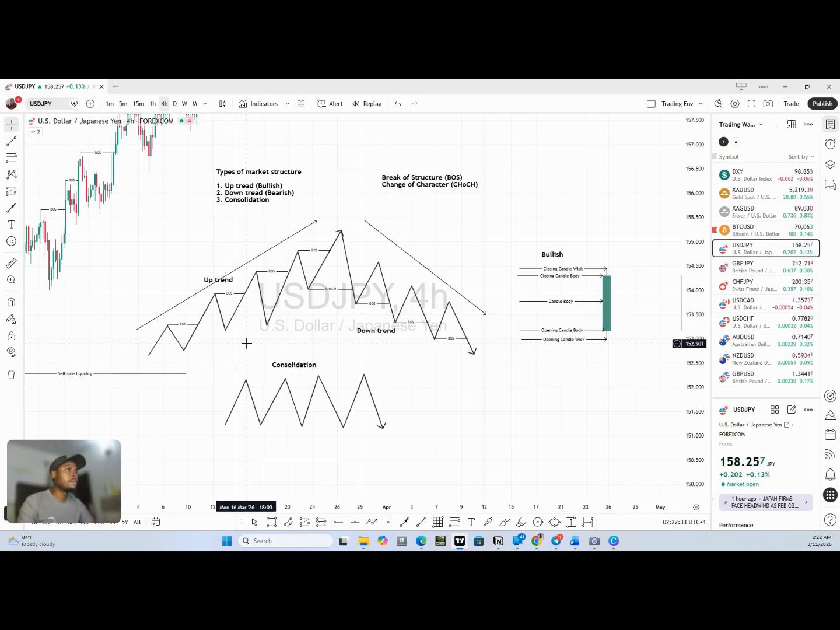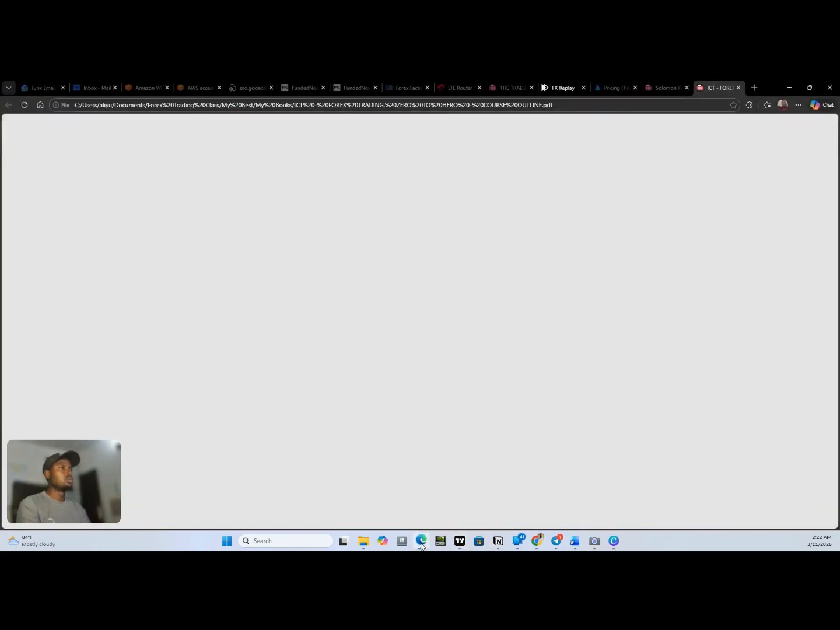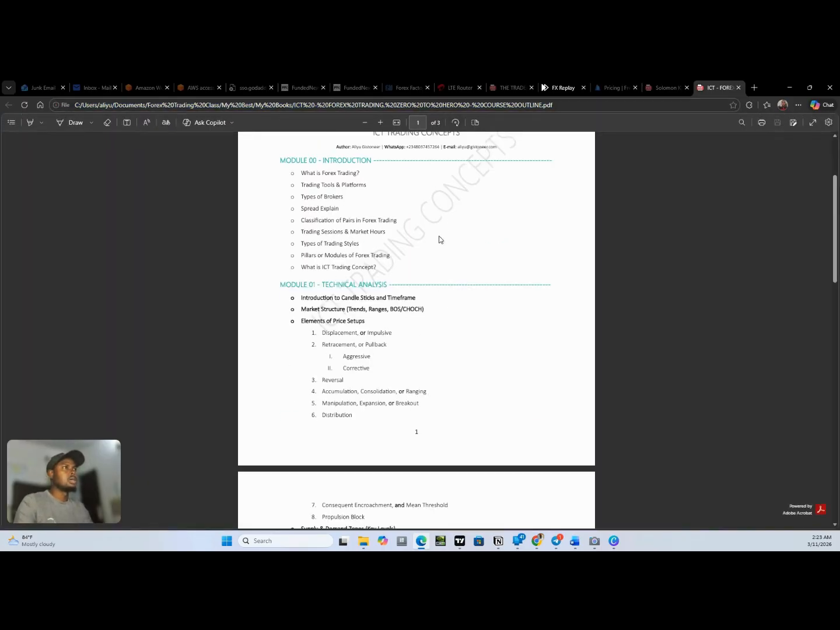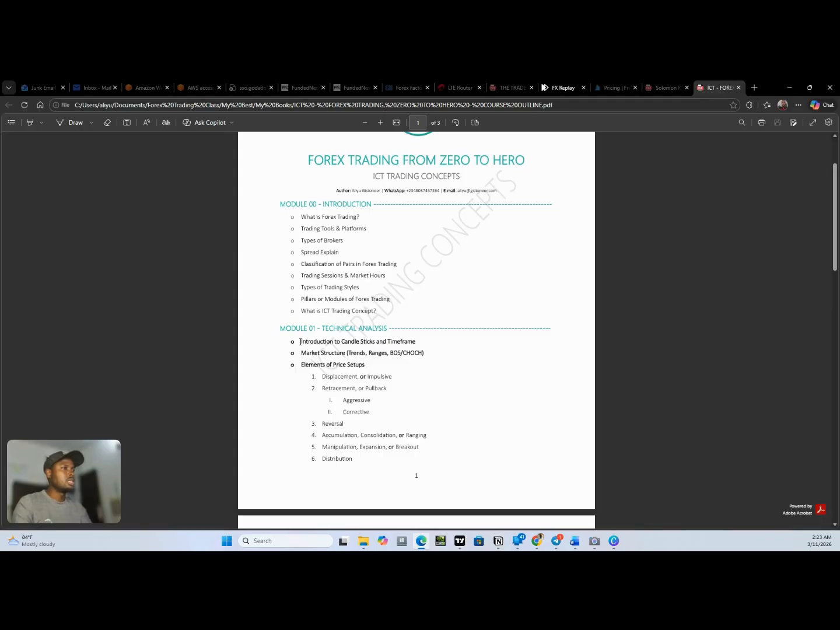So these are the three topics that I want us to cover today. The first thing is candlestick. The second one is time frame. The third one is market structure. We have already discussed them today. So let's look at our course outline. As you can see, we talked about introduction to candlestick and time frame, and we talked about market structure.